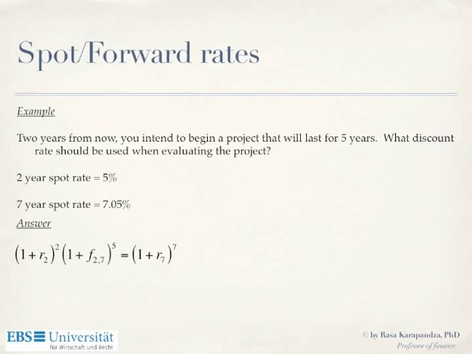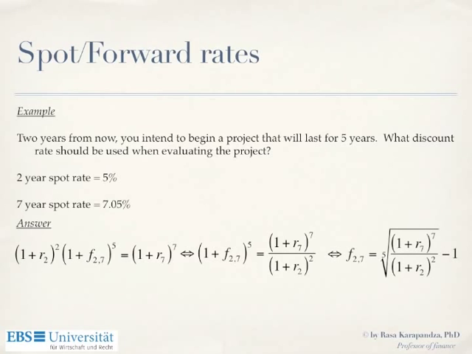So we can solve this equation. We divide everything by (1 + r_2)^2, we take the fifth root of both sides, and we subtract 1, and we have our forward rate from year 2 till year 7. Now, if we plug in the numbers from this example, we solve for this forward rate, and we will get 7.88%.